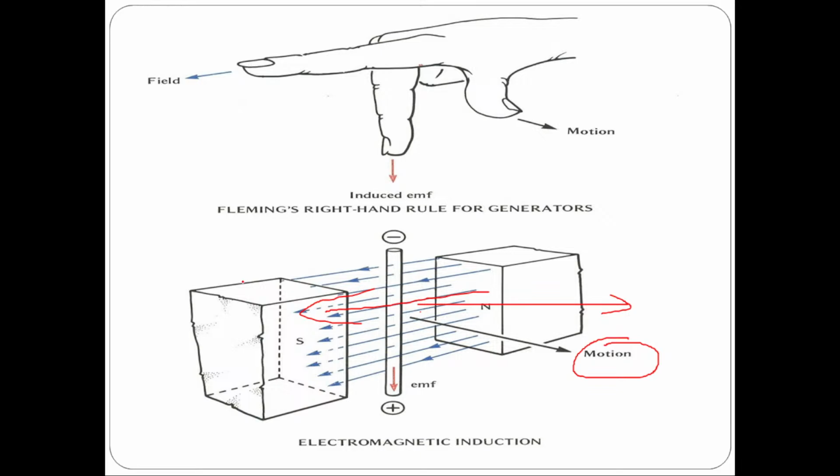So what is E? E is equal to N into d phi by dt, but the induced voltage will always oppose the cause producing it. Therefore E will be equal to minus N d phi by dt. Now to understand it, you can see this diagram.